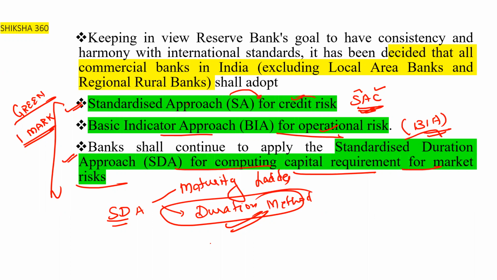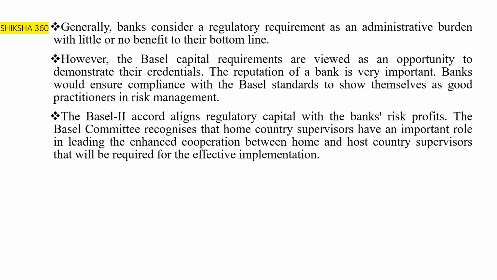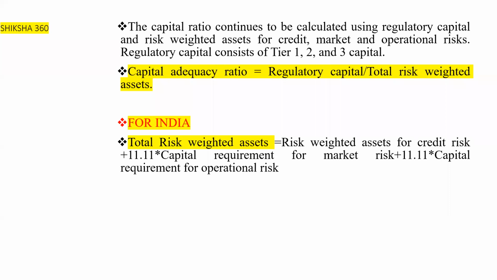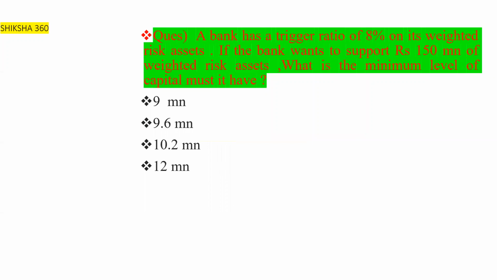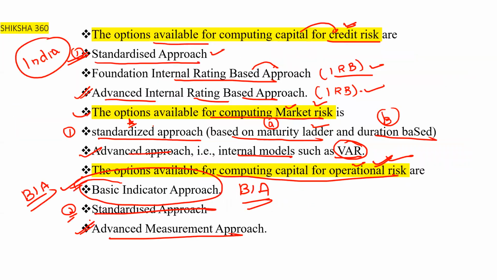In this session we have discussed up to this much, and in the next session we will continue with the 3 pillars of BASEL 2 and some important numerical based calculations. We will discuss the CAR, capital adequacy ratio, how we have to calculate it, how the formula is formulated, and along with the numericals.